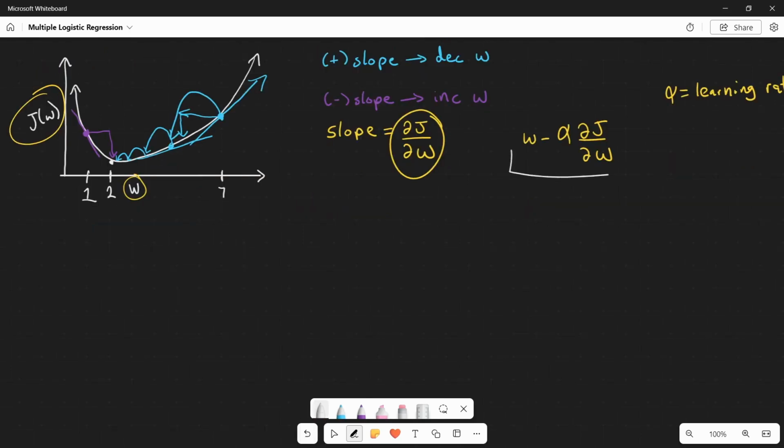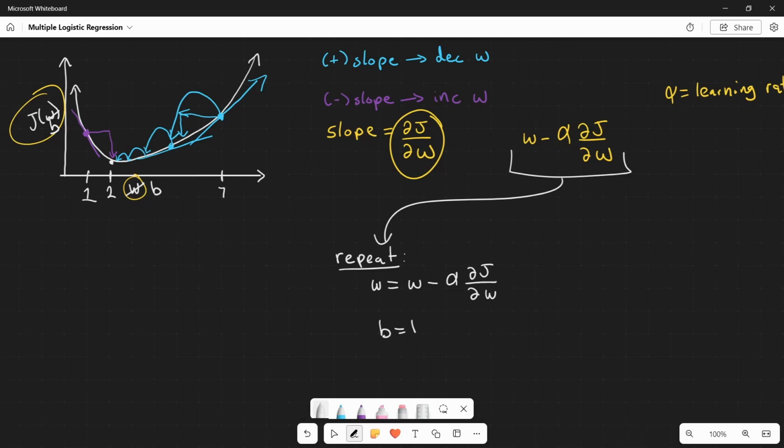Alright, and let's actually rewrite this step down here, and we'll want to repeat it multiple times, just like how we showed that we want to take multiple steps up here. And we can say we want to set w to itself minus alpha times the partial derivative of J with respect to w. And if we were to exchange w for b in this graph, we would be accomplishing the exact same thing. So we could add to our algorithm b is equal to b minus alpha times the partial derivative of J with respect to b.